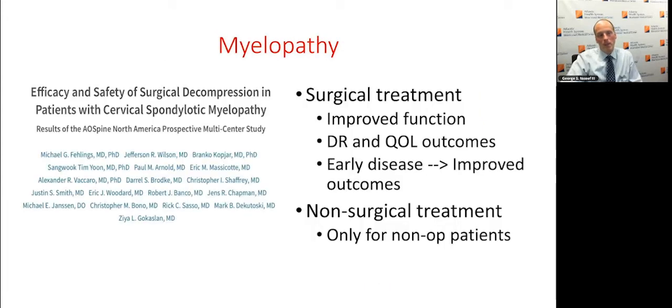The myelopathy, the recent paper by Fehlings looked at early versus delayed treatment for cervical spondylotic myelopathy, where this is a multi-center trial. It was prospective, and what they found was surgical treatment led to improved function, improved quality of life outcomes, and disability ratings. What they really found was that earlier disease had better outcomes than later disease. And their suggestion was non-surgical treatment be reserved only for patients who are absolutely considered non-operative candidates.